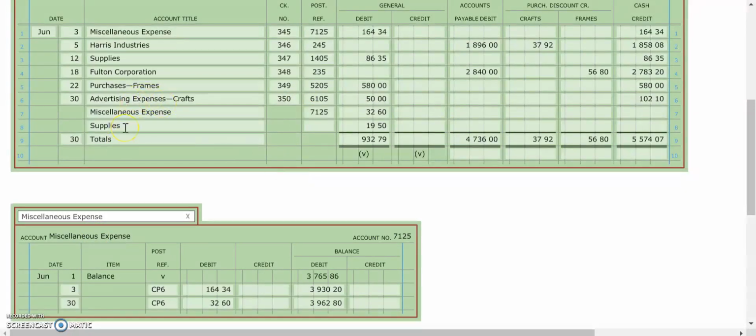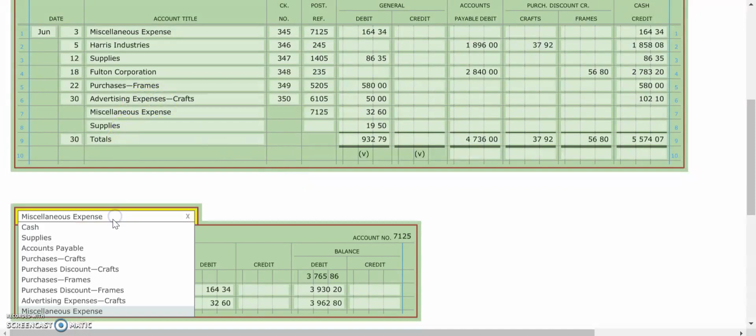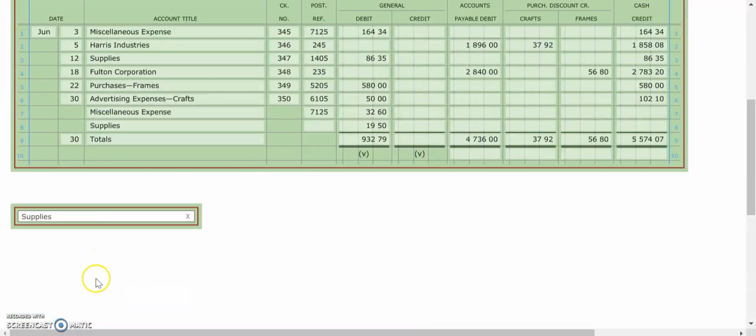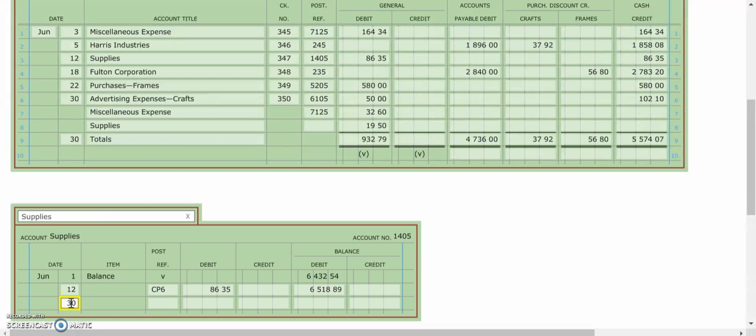And last but not least, we have supplies. So plug supplies in on the 30th, CP6, 1950. And again, we are adding to 6,518.89. So we get a total of $6,538.39. And 1405 is our account number.